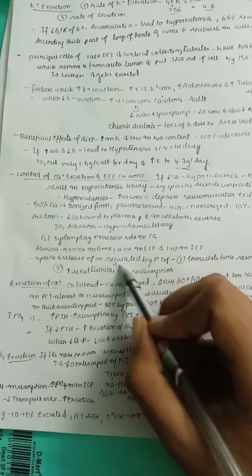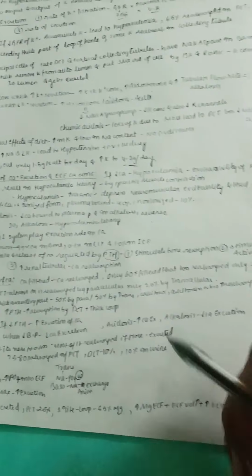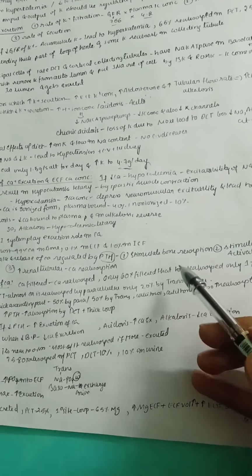The uptake and release of calcium is mainly regulated by the parathyroid hormone. We'll see about this in much more detail in our endocrine physiology. Here, let us see what it does. Parathyroid hormone stimulates bone resorption.